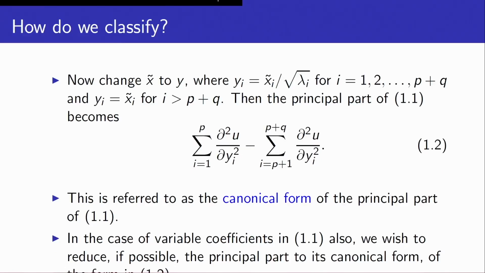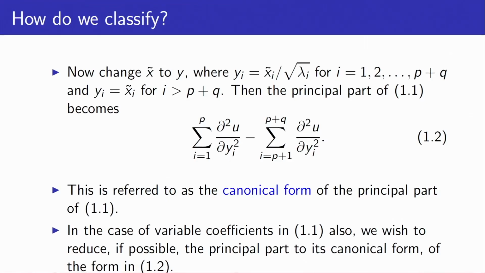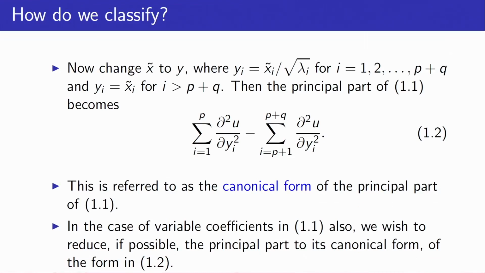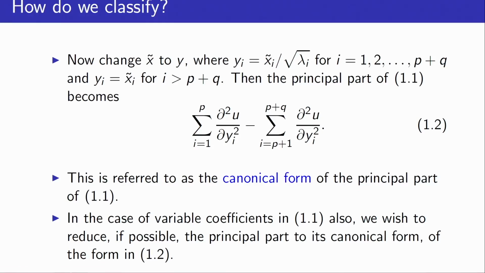Before defining the classification terms, in the case of variable coefficients, when a i j are also functions of x, we wish to reduce the principal part into the canonical form 1.2 if possible. That is a big question, whether we can do it or not. That will come a little later.